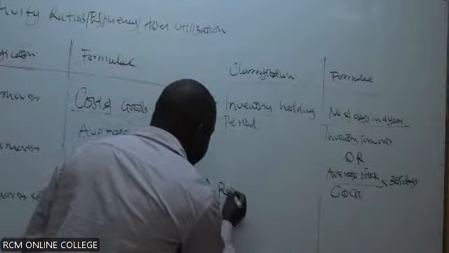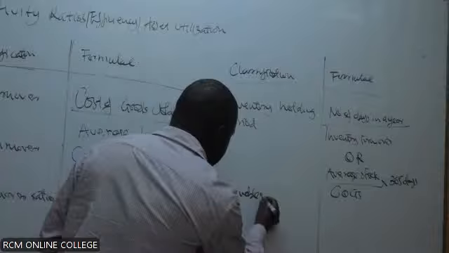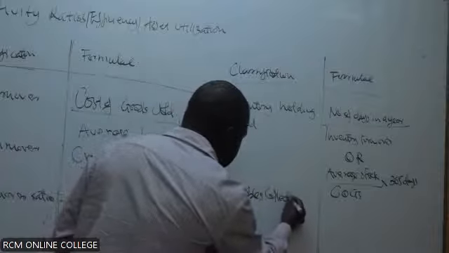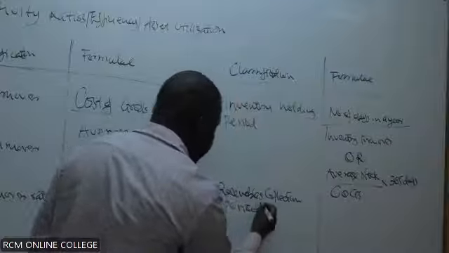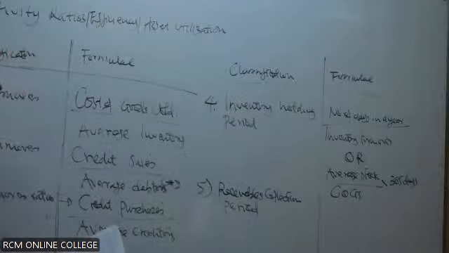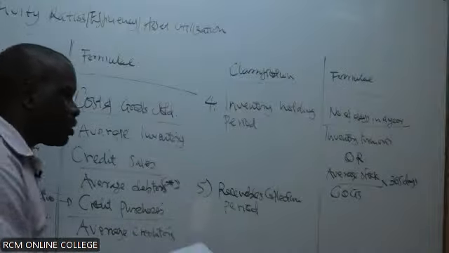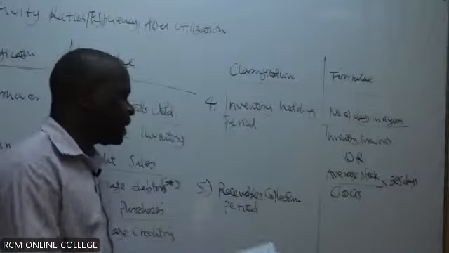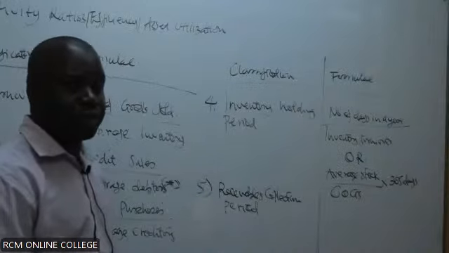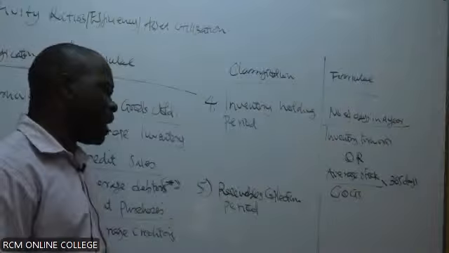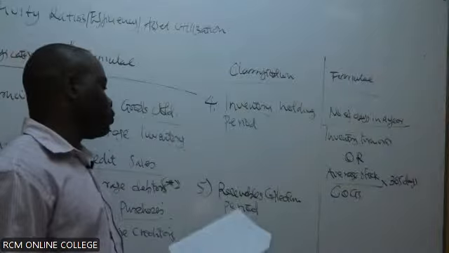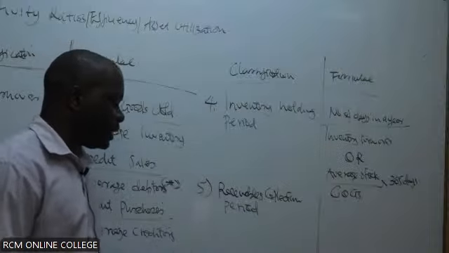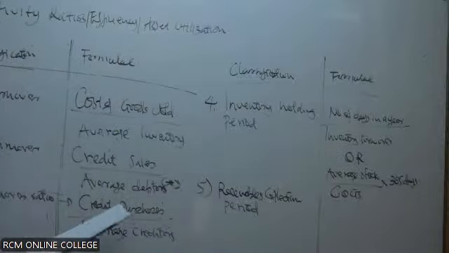Receivables collection period. So averagely, how long does it take for you to collect from your debtors? Some are stubborn, some are evasive, so you must keep following them, they take up time. In this case, you want to know how many days it will take me if I sell today on credit to a debtor. How long averagely does it normally take for me to collect this money? When you do this ratio, it will give you averagely how many days it will take you to collect from your debtors.